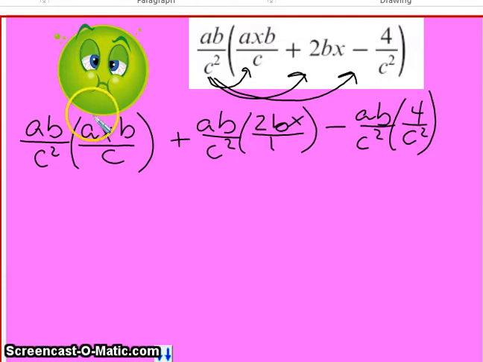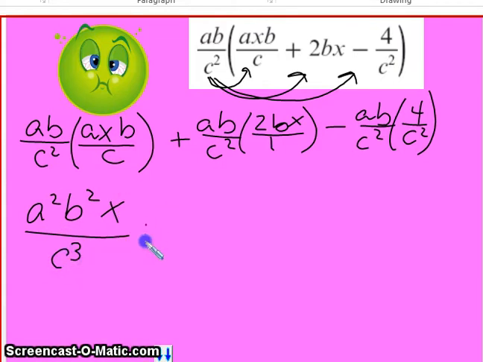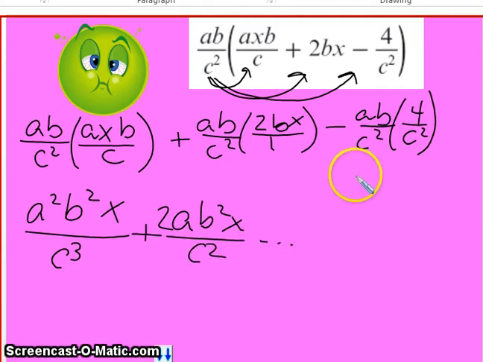Now, remember you're multiplying numerator times numerator, denominator times denominator. So you've got a times a, which is a squared, b times b, which is b squared, and then there's an x, all over c squared times c, and when I add their exponents I get c cubed, plus a, and then there's a 2 out front, b times b would be b squared, then there's an x all over c squared times 1, which is just c squared. And then that continues for the third term also.